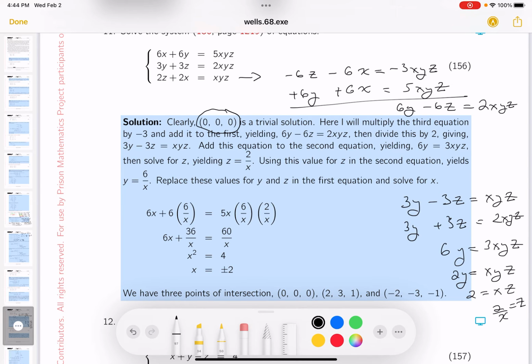Using this value of z in the second equation yields y equals 6 over x. Let's just circle that. And again, you may wonder how people stumble upon these things. They keep moving. That's how they stumble on things. And 3y plus 3z, well, 3z would be what? That would be 6 over x, right? Equals, let's see, you would get 2x, and you'd get y, and then you'd get 2 over x. I'll write that down for you.